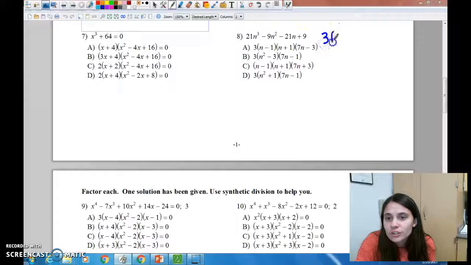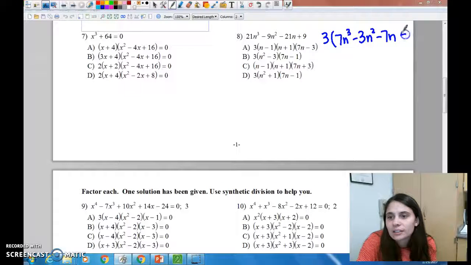So if I factor out a 3, then 21 divided by 3 is 7. So I have 7n cubed. And then negative 9 divided by 3 is a negative 3n squared. Negative 21 divided by 3 is a negative 7n, plus 9 divided by 3 is 3. Now I still have 4 terms in here, so I'm going to go ahead and factor this by grouping.